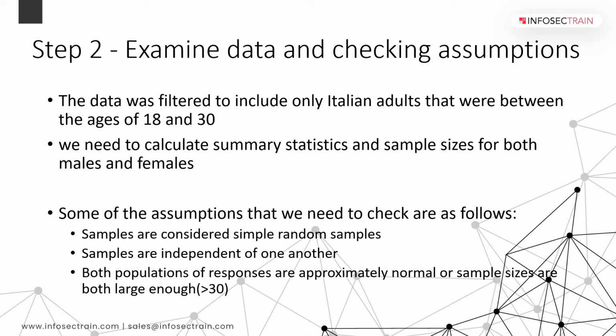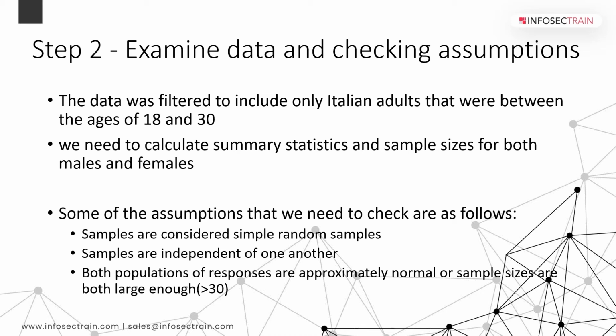For that, there are some assumptions that we need to check, as follows. Samples are considered simple random samples. This is one sampling method, and we have many different types of sampling methods as well. We need the samples to be considered simple random samples.